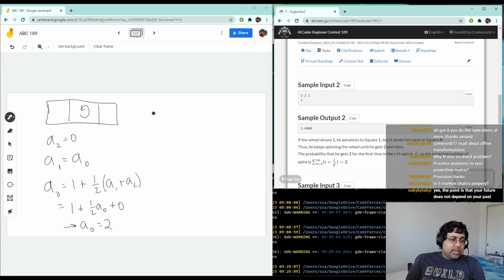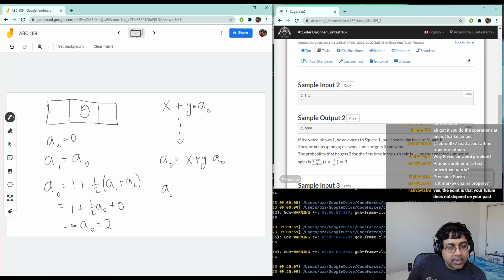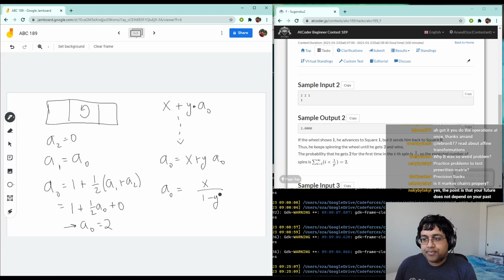So now the trick here is the only unknown variable we're ever going to get would be a0. So we can basically compute our dp, but we're going to express our answers as x plus y times a0 at each point. And then eventually you're going to get a0 equals x plus y a0, and then a0 equals x over 1 minus y. Cool. So hopefully that makes sense.